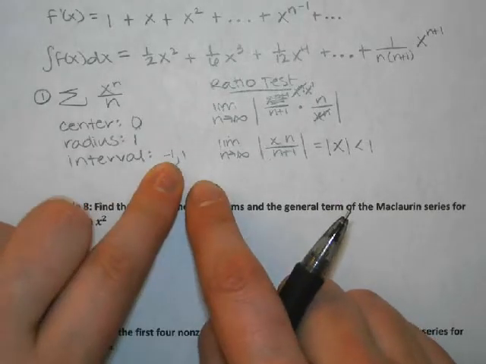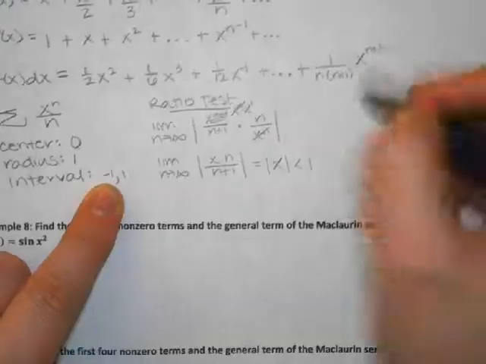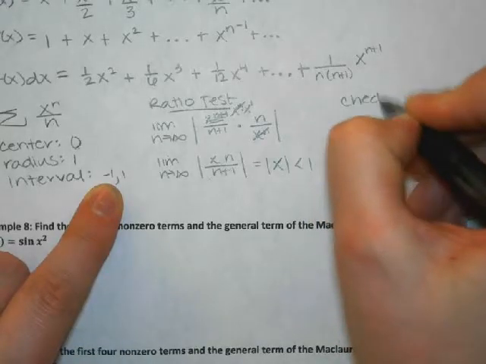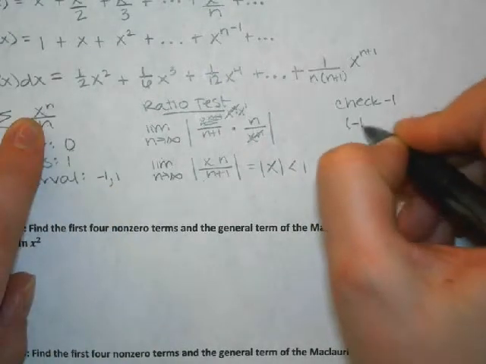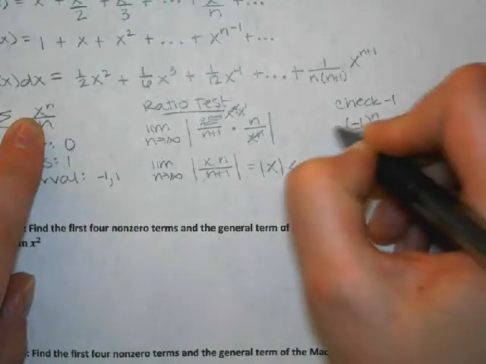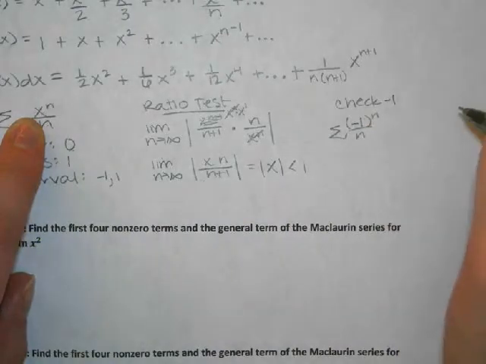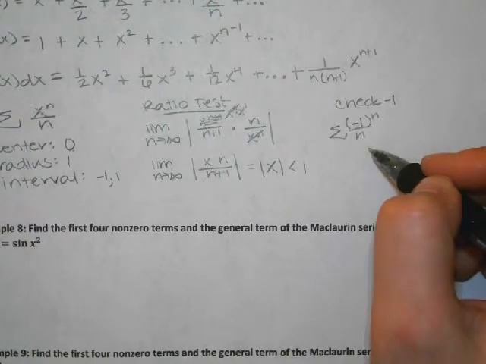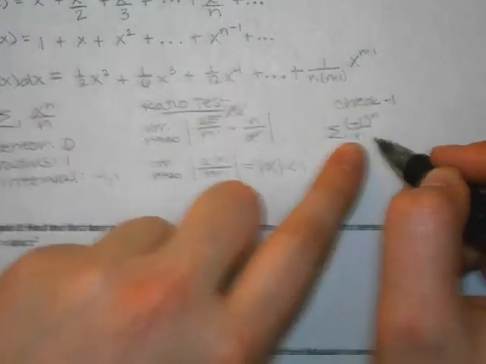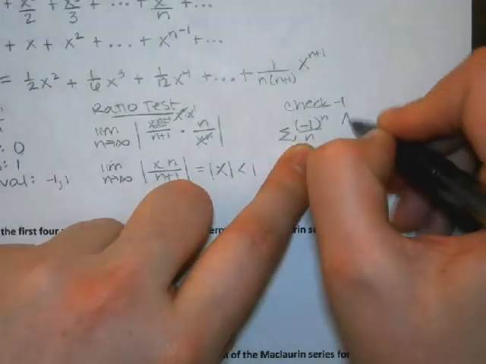So I'm going to take the -1 and plug it in for this. I'm going to check -1, and when I check -1, that's going to give me (-1)^n over n. What type of test would this be? Alternating series test. So we're going to do the alternating series test on it.